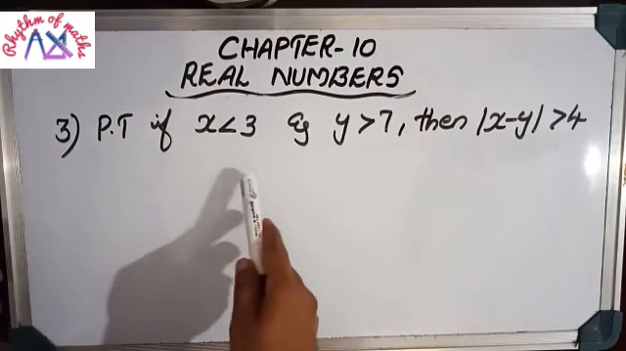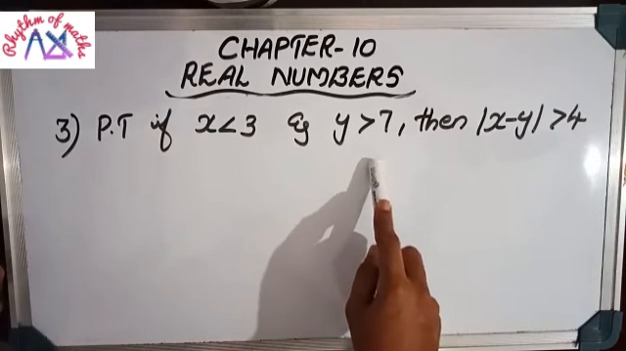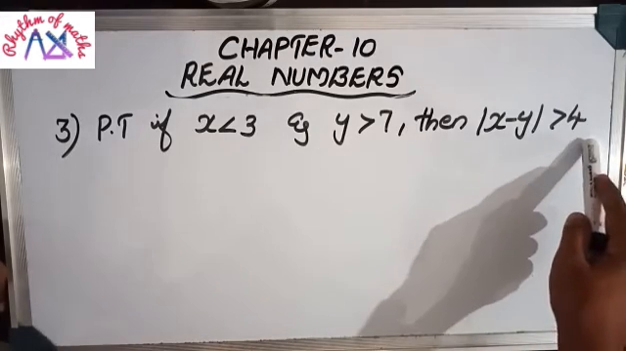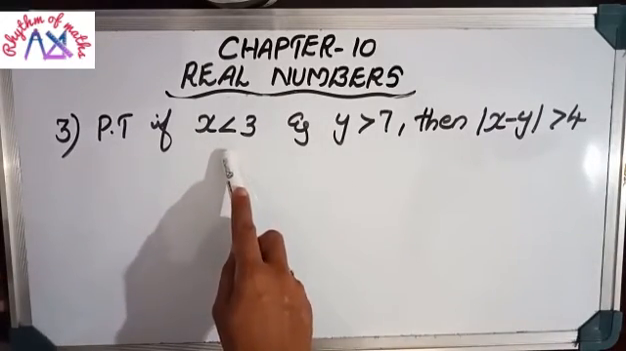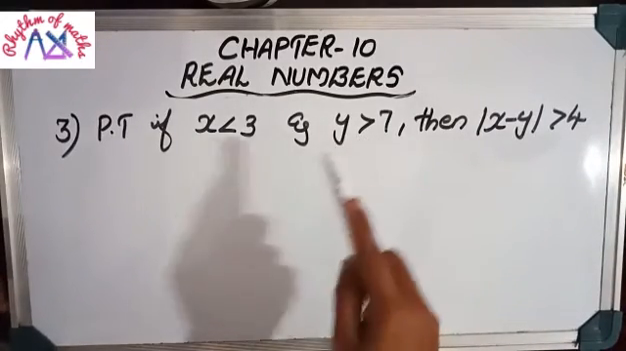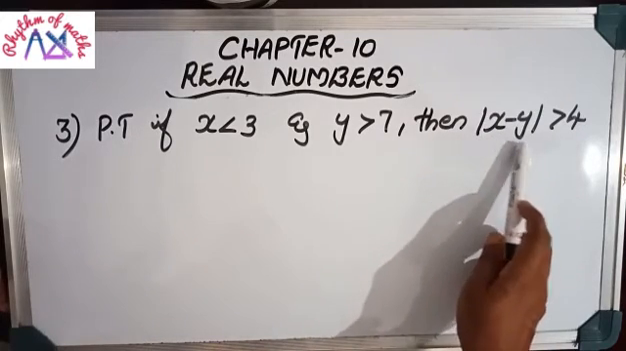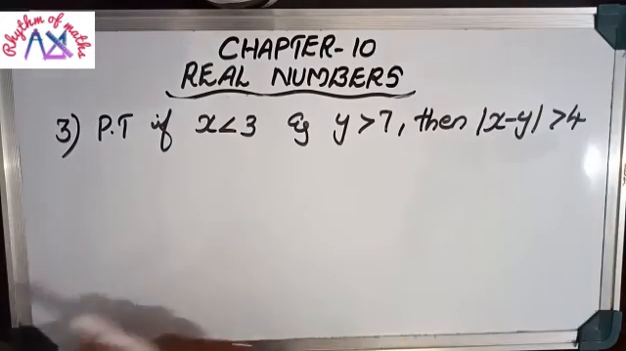Prove that if x < 3 and y > 7, then |x - y| > 4. Okay, x value is always less than 3 and y value is greater than 7. We have to prove the distance between any two numbers x and y will be greater than 4.